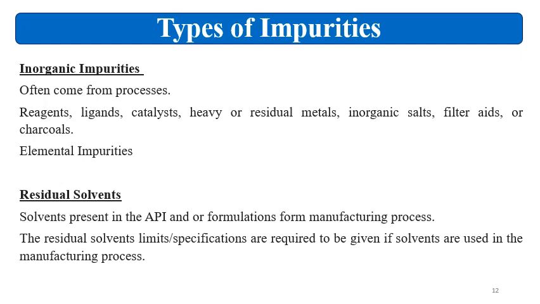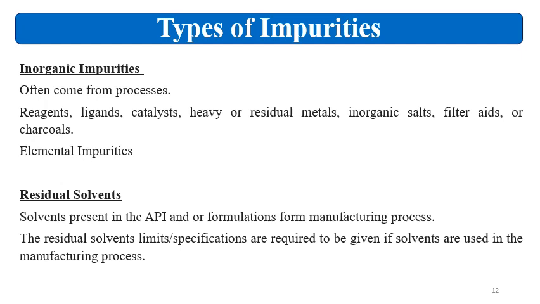So reagent, ligand, catalyst, heavy metals and residual metals, inorganic salt, filter aids or charcoals. Use of charcoal sometimes is there in the process. So these elemental impurities come from there. Then residual solvents. Solvent present in the API or formulation from the manufacturing process.